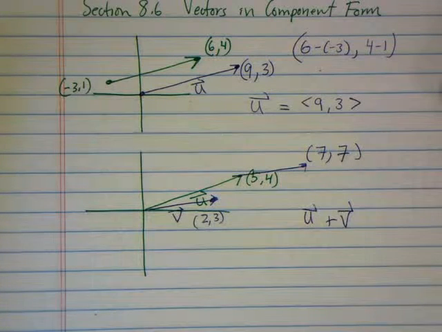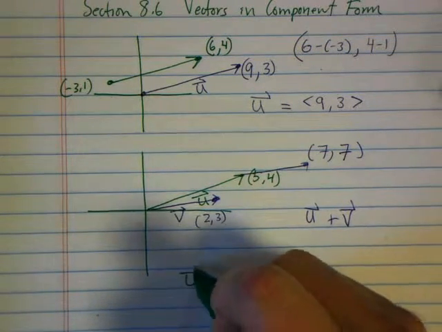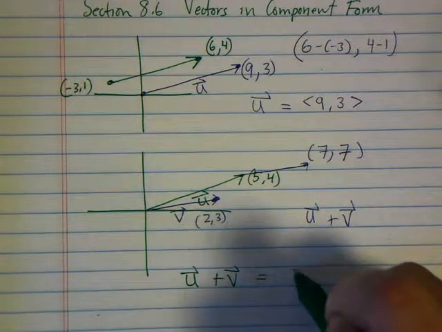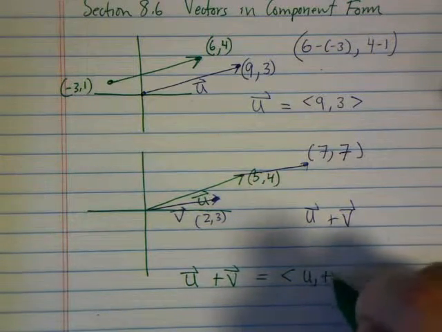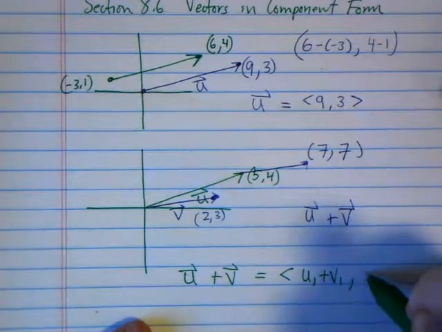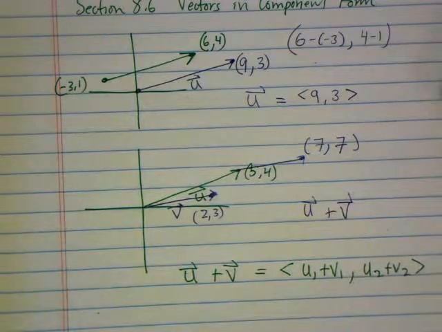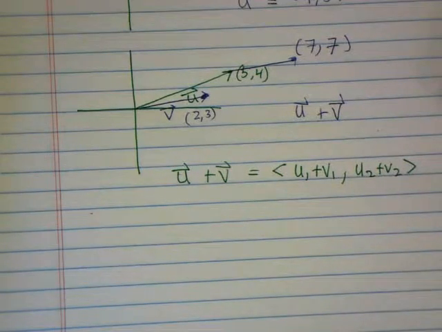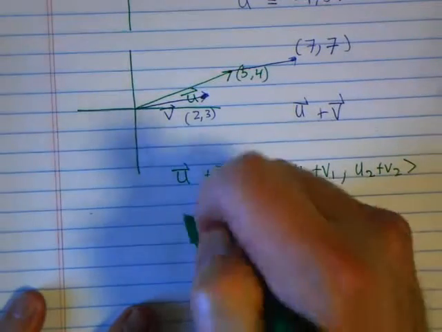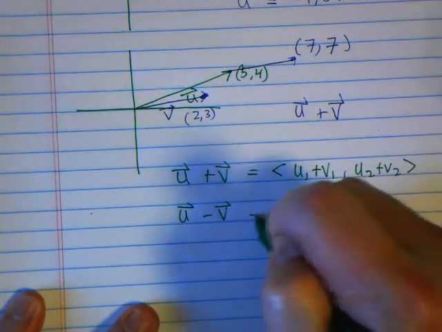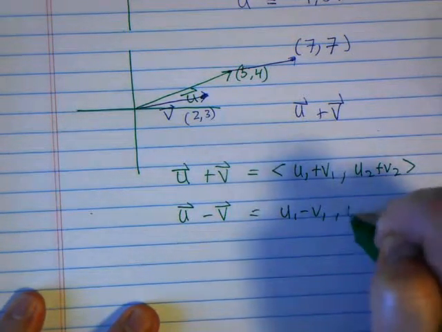So how do you add 2 vectors if the 2 vectors are in component form? You just add the x's and you add the y's. Adding vectors in component form is very, very simple. So you'll see this: vector u plus vector v is the vector you get by adding the x's, usually called u1 and v1, and adding the y's, u2 and v2. How do you think you subtract 2 vectors written in component form? Instead of adding, you subtract. So u minus v is u1 minus v1, comma u2 minus v2.